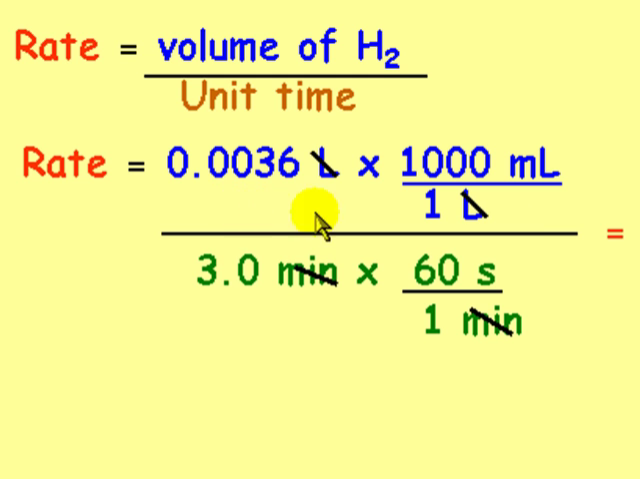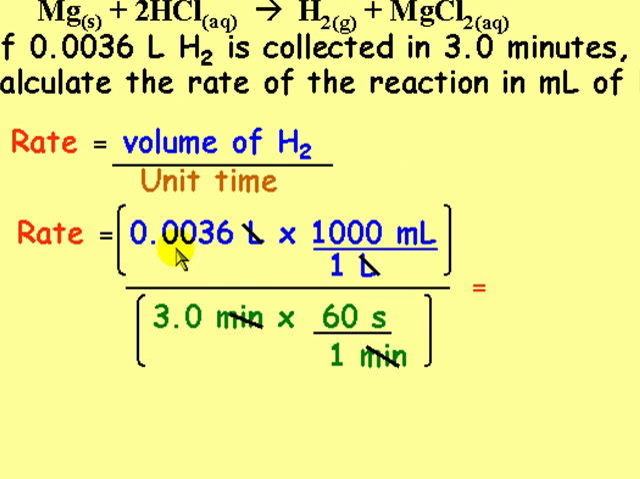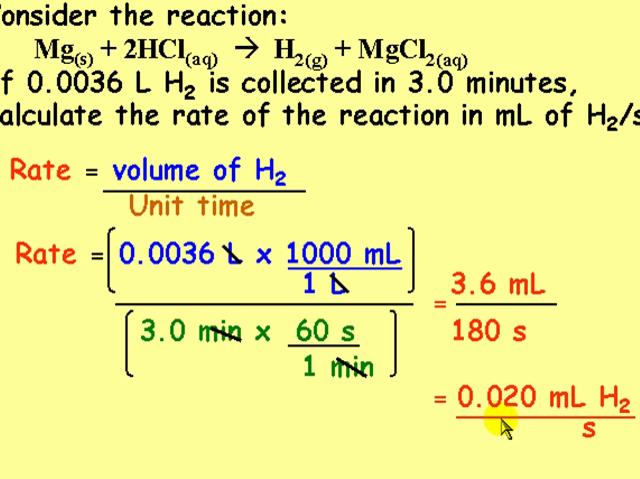Before we figure out the final answer, let's put some brackets around these. And working these out with a calculator, the top would come to 0.0036 times 1,000, which is 3.6 milliliters. And the bottom works out to 3 times 60, which is 180 seconds. Dividing the top by the bottom gives us our final answer of 0.020 milliliters of hydrogen per second.